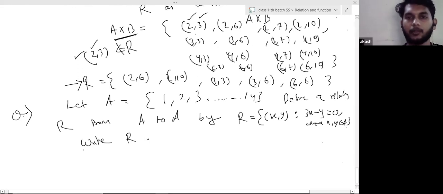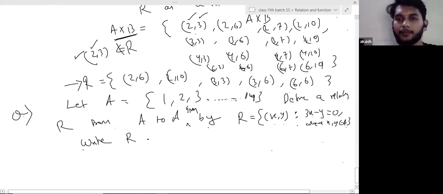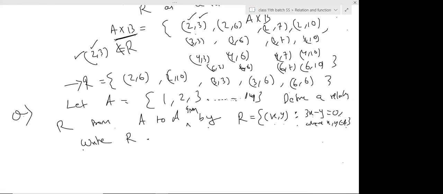So A is 1, 2, 3 up to 14. They are saying let A be a set from 1 to 14. Define a relation R from A to A, given by R equals {(x, y) such that 3x minus y should be 0, where x and y belong to A}. Write this set R. Can you try this by yourself, Arnav, Fahad? Tell me when you are done.